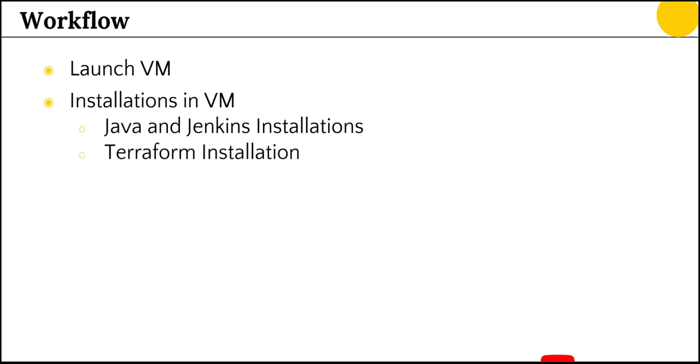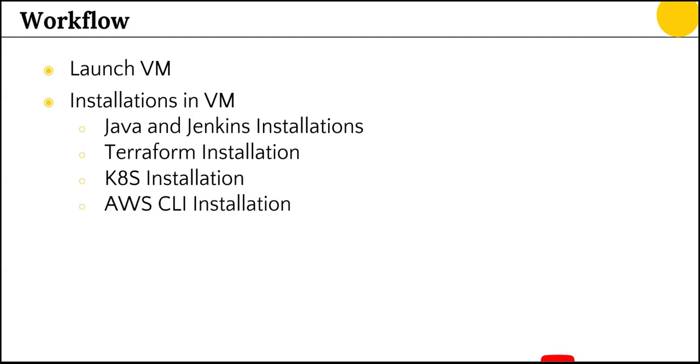And once that installation is done, we are going to install Terraform, where we are going to use some of the Terraform commands to initiate, plan, and execute, upon which we are going to create the EKS cluster. And here, in order to create the EKS cluster, we need to install Kubernetes inside our EC2 instance. So Kubernetes installation will also be done here.